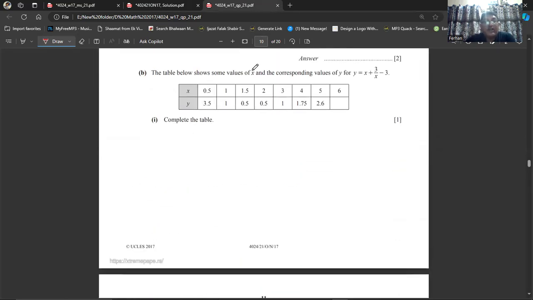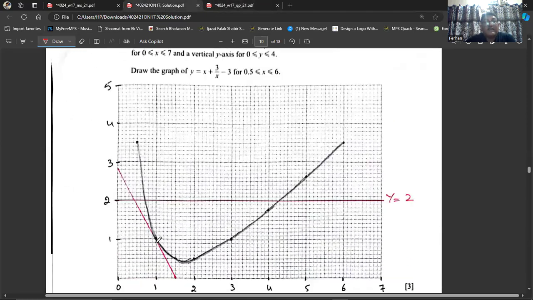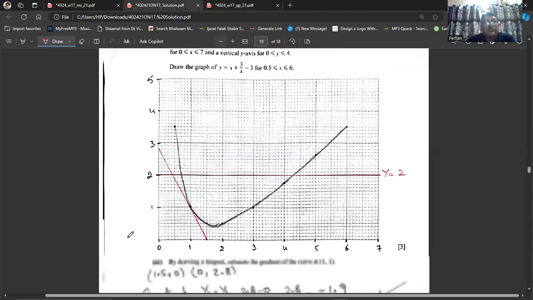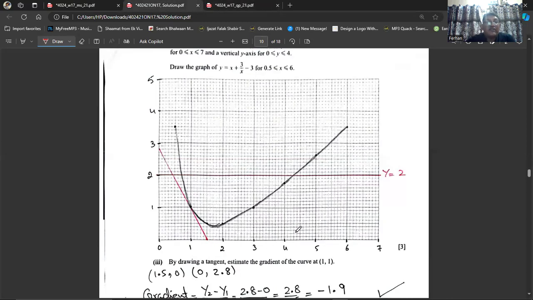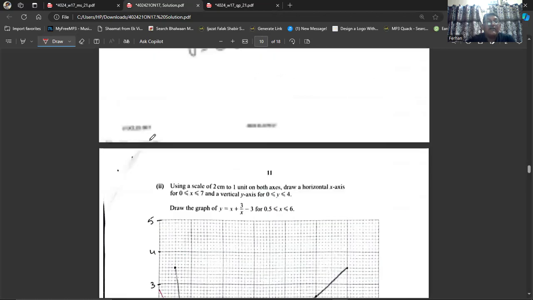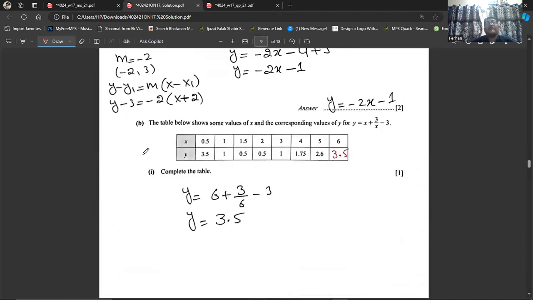This is the table which I'm going to plot there. This is 3.5. So you can see this. Let me show you. So this is 1, 2, 3, 4, 5, 6, 7. Here we will have 1, 2, 3, 4, 5. Then I will plot these points: 0.5, 3.5; 1, 1; 1.5, 0.5; 2, 0.5; 3, 1; 4, 1.75; 5, 2.6; and 6, 3.5.